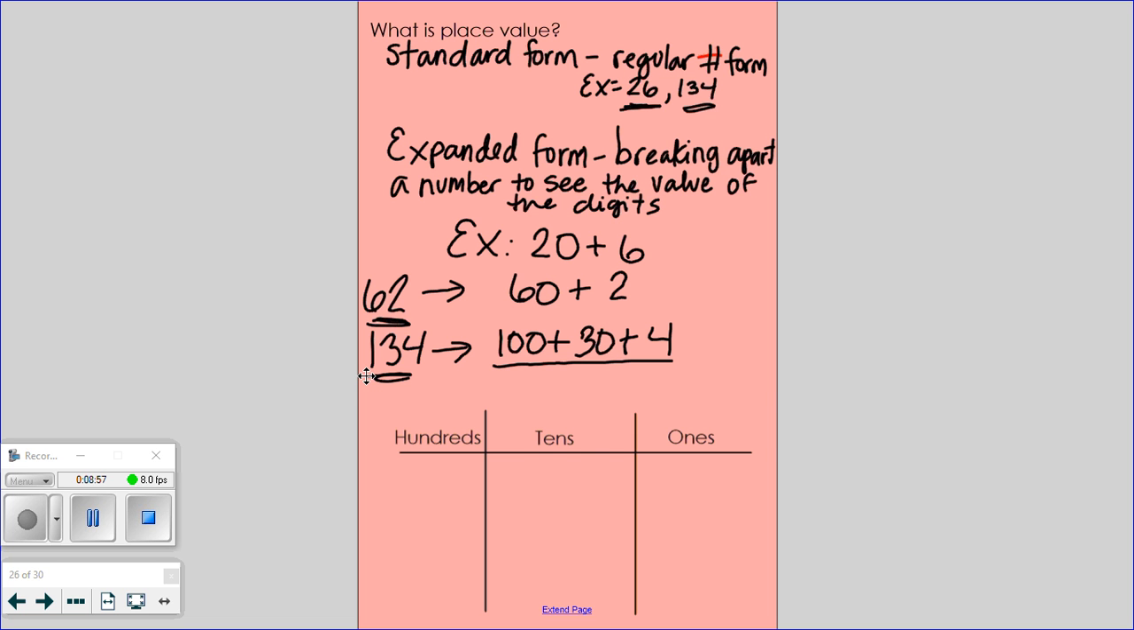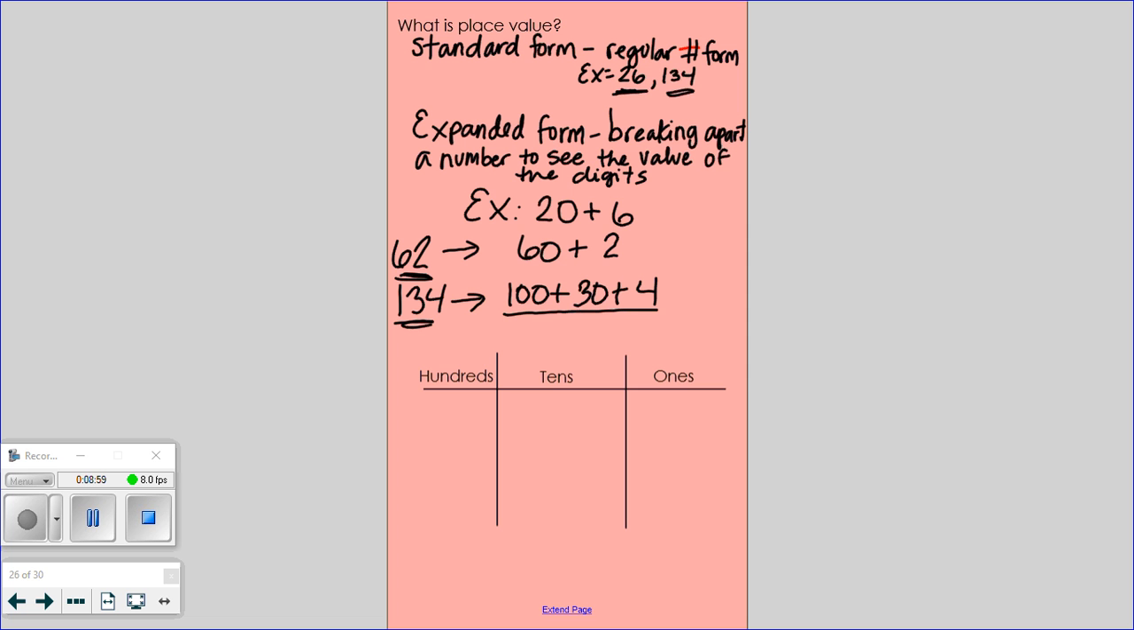So let's do some examples. If you have space out to the side, that would be really helpful. But if you've already drawn it and there's not enough space, that's okay. We're going to break apart. Let's do, how about 721?